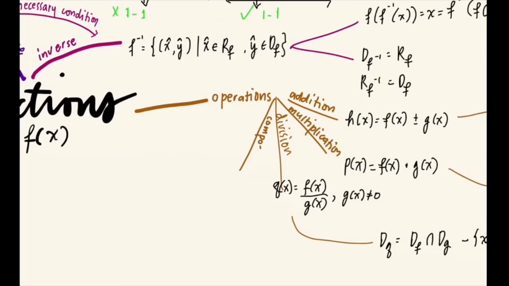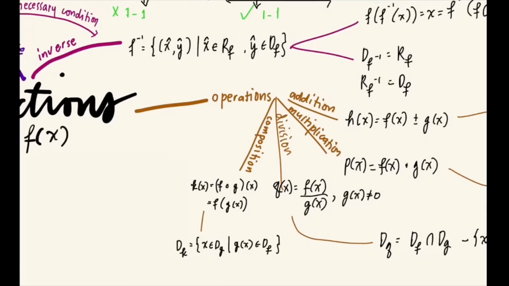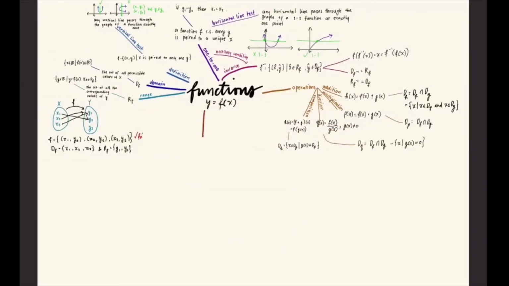Now, there is another operation which I consider a special kind of operation, which is function composition. So it's k of x equal to f circle g of x, or you can say f of g of x, meaning the value of g, you put it as an argument into f. The domain of this would be the set of all numbers in the domain of g such that the value of g of x is in the domain of f.